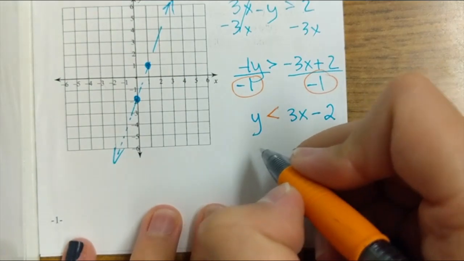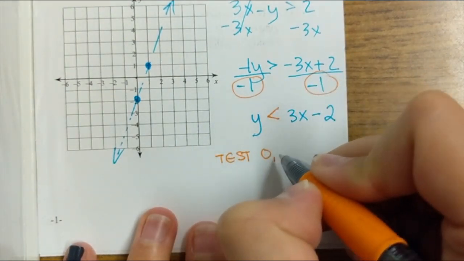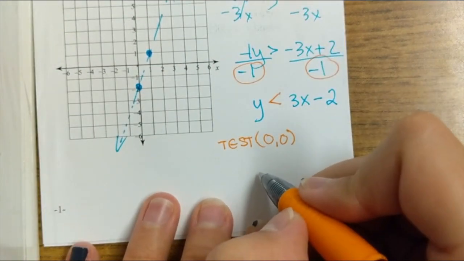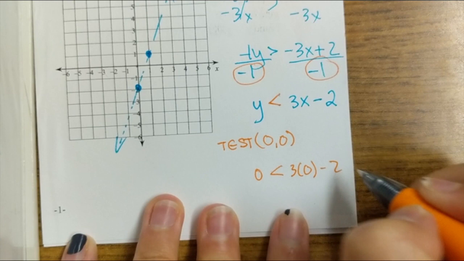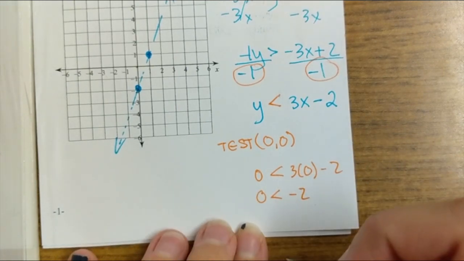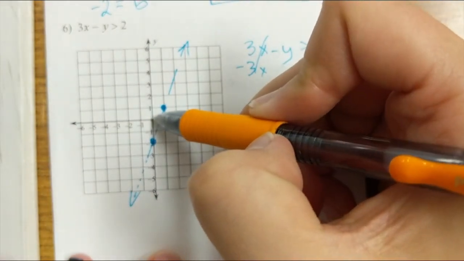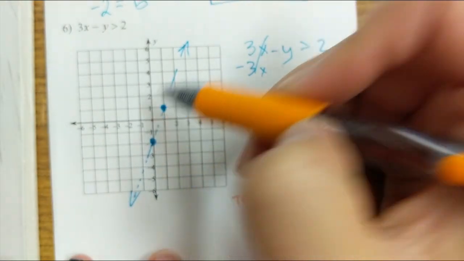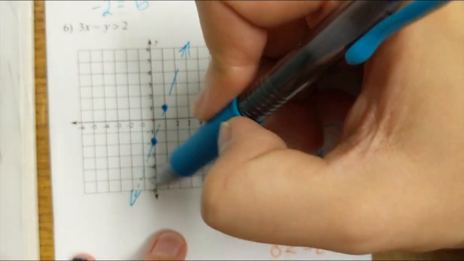Okay, so we're going to test 0, 0. Instead of y, we put 0 is less than 3 times 0 minus 2. 0 less than -2. Is 0 less than -2? No. So we do not shade the area that 0, 0 is in. We shade the region that 0, 0 is not in, which is over here.